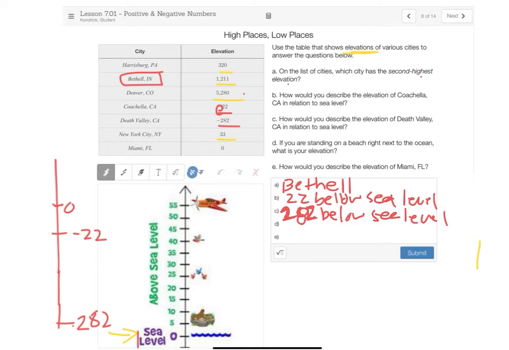For D, if you're standing on the beach right next to the ocean, what is your elevation? Well, at that point, we know that if that is at the level of the sea, it would be at an elevation of 0. So you wouldn't be above or below the level of the sea. You would be right at the level of the sea, which is 0. And how would you describe the elevation of Miami, Florida? Well, since Miami is at an elevation of 0, Miami is at what we call the level of the sea, or sea level.